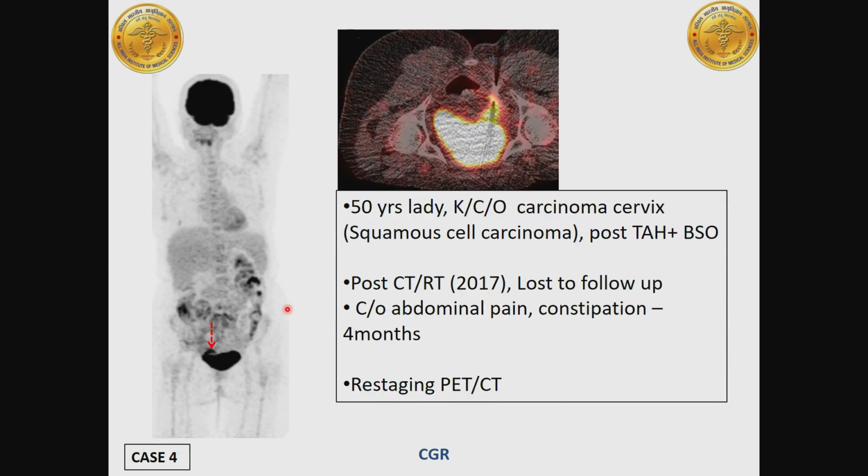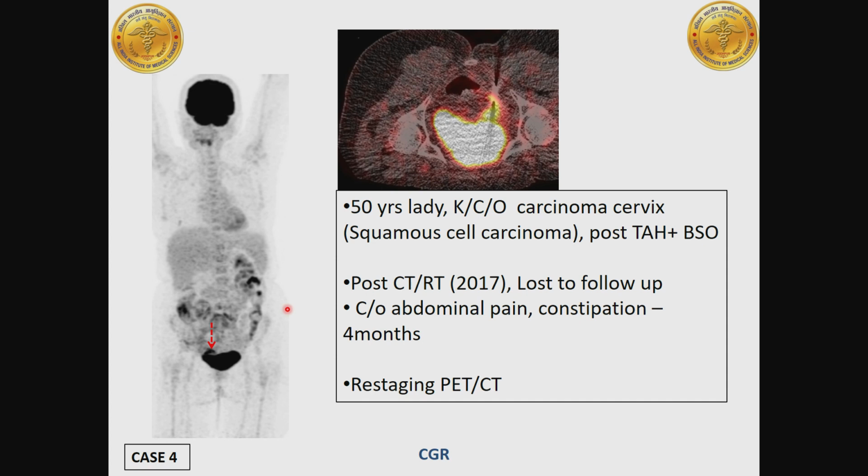This case is of a 50-year-old lady who was a known case of carcinoma cervix squamous cell variant, post-surgery and chemoradiotherapy. The baseline cross-sectional imaging was not evident of any M1 disease, but she was lost to follow-up after the treatment, and she presented with abdominal pain and constipation for 4 months.